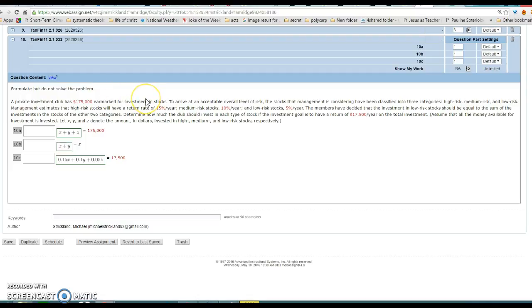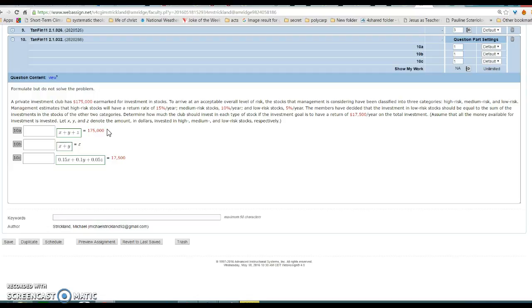First of all, you're going to have an investment portfolio that adds up to $175,000 a given year. So when I say portfolio, I mean each year you'll invest that much money. And you have 3 different kinds of stocks, so let's call them high risk, medium, and low: X, Y, and Z. So all total, when I add the 3 different kinds together, we're going to invest $175,000. So that's why it's X plus Y plus Z, high risk plus medium risk plus low risk. Total is $175,000. That's where you get the first equation.